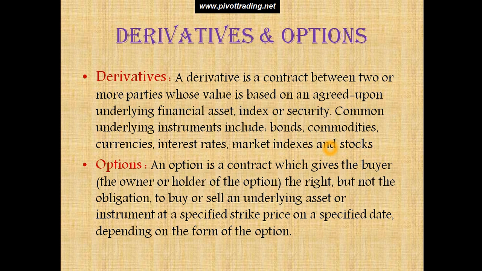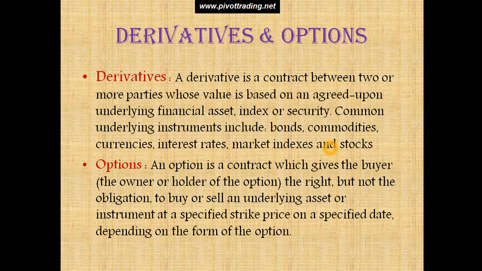Now these underlying assets could be anything. It could be your stocks, currencies, bonds, commodities, market indexes, interest rates, anything. Within derivatives, there are multiple things included. Derivatives is a very broad term. It just says that it is a contract where you are buying and selling something on a specified future date, but you are agreeing upon the prices as of today. That's the only difference between equities or normal trading instruments and derivatives.